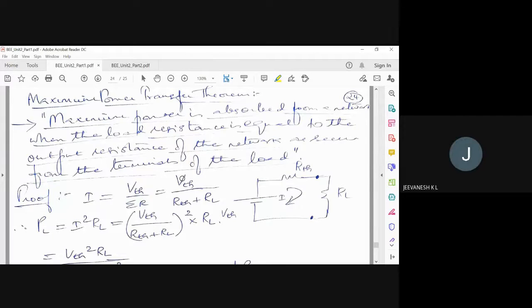Maximum power is absorbed from a network when the load resistance is equal to the output resistance of the network as seen from the terminals of the load. Yes, thank you. So what the maximum power transfer theorem is saying is, if you want to transfer maximum power to any load, that load value should always be equal to the RTH value. Only in that case can you have maximum power transfer.